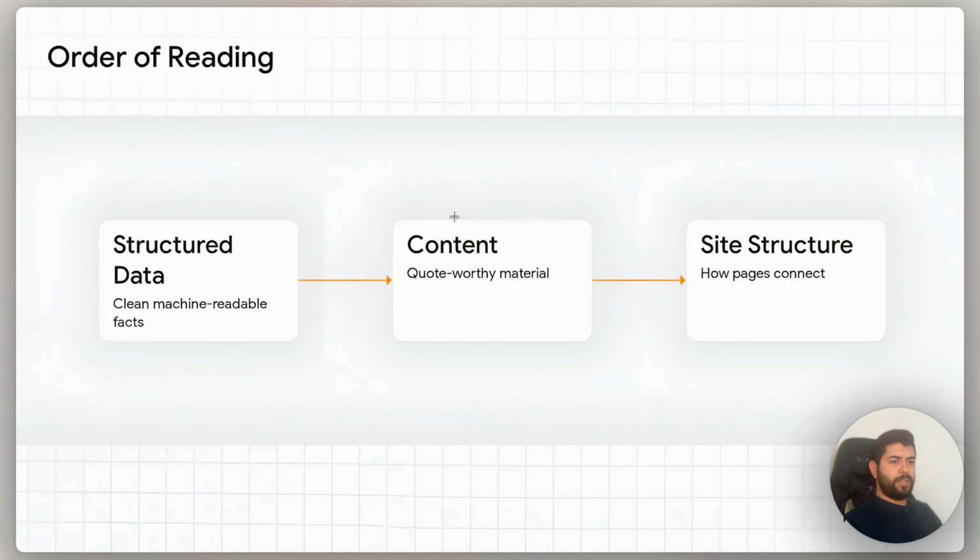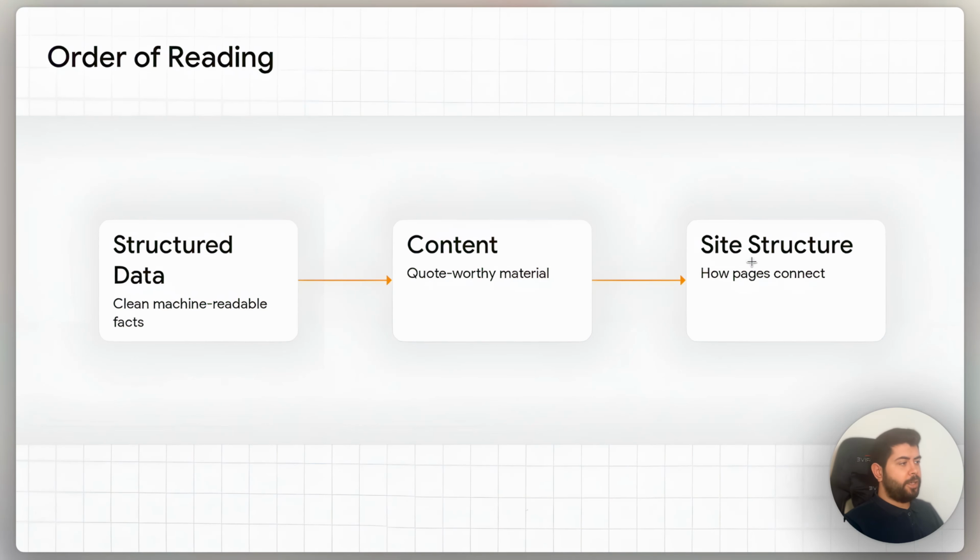And the second one is your actual content: the product descriptions, the collection descriptions, the FAQ sections. This is what tells AI tools if your page has anything worth quoting when somebody asks them a question about your products and your collections.